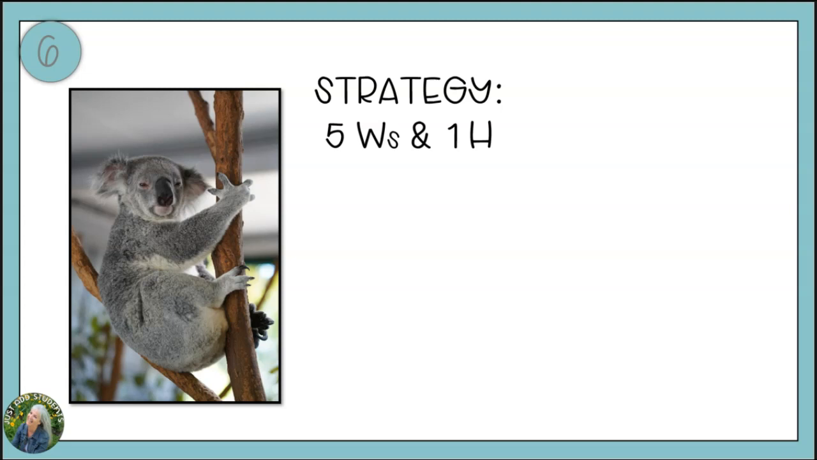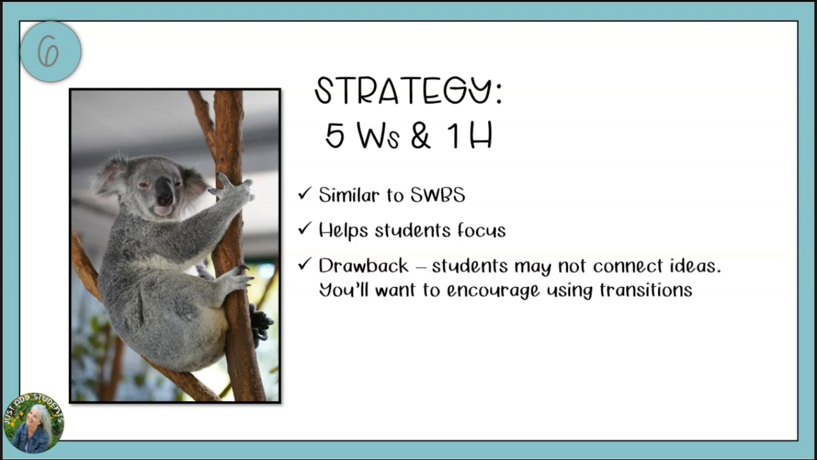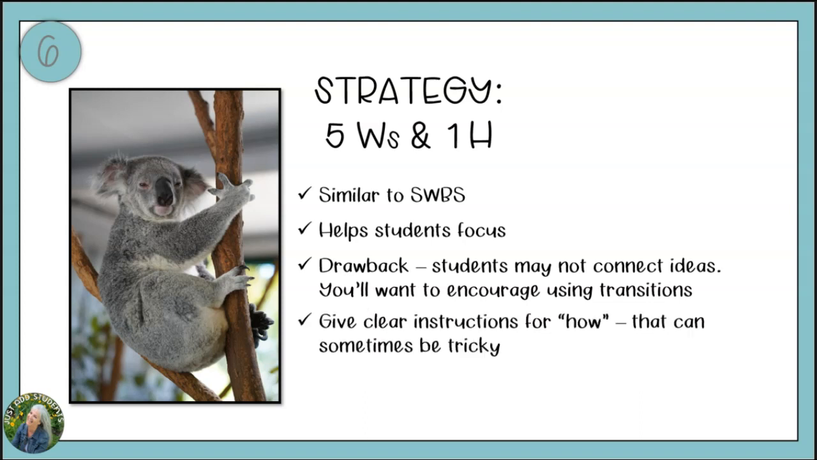The next strategy is the 5 W's and the 1 H. And this is similar to somebody wanted but so, because your students have specific things they're looking for. They're looking for the who, what, where, when, why, and how of the text. So it will help them focus on what they need to do. The drawback of this particular strategy is that sometimes students may not connect their ideas. They'll just kind of answer the who, the what, the where, the why, and how, and they aren't going to necessarily create a summary paragraph. So you want to make sure that they're using transitions. And you also need to give them clear instructions for the how, because sometimes they can be difficult. The how is a little bit more vague, and so they may need a little bit more support with that.